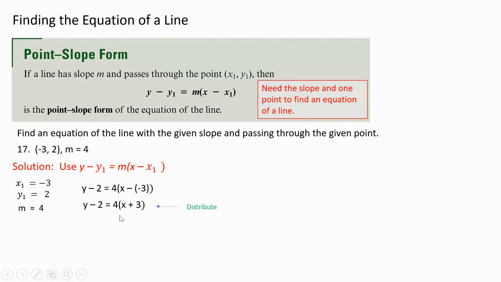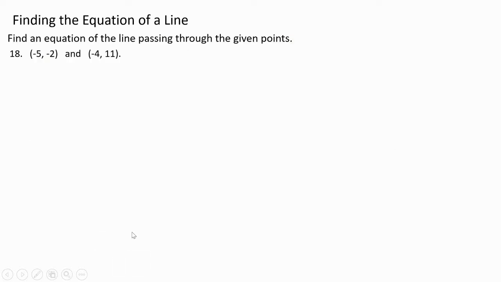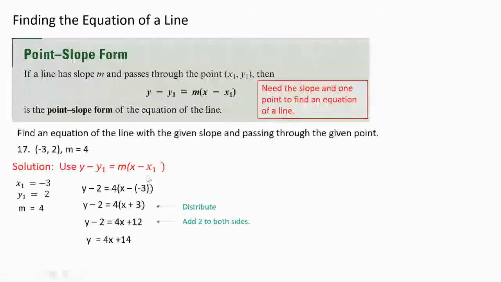Now I'm going to distribute. 4 times x is 4x, and 4 times 3 is 12. Then I want the equation of the line in slope-intercept form, which is y equals mx plus b. So the y has to be isolated. So I'm going to add 2 to both sides. So 2 plus 12 is 14. So that was my answer: y equals 4x plus 14.